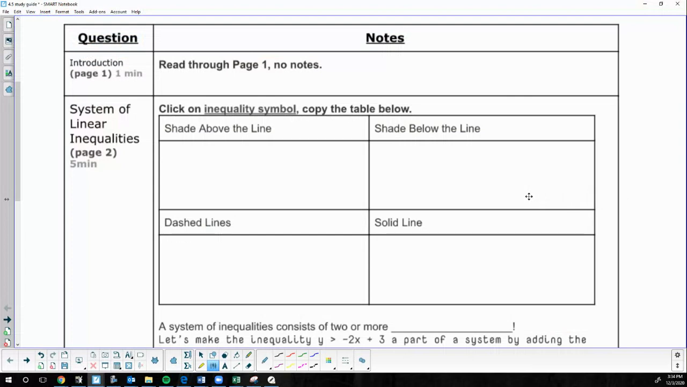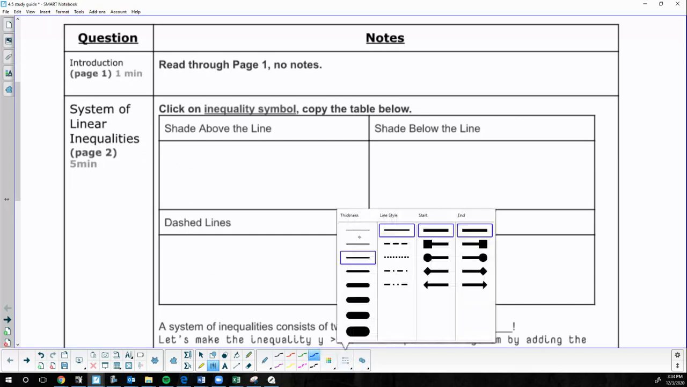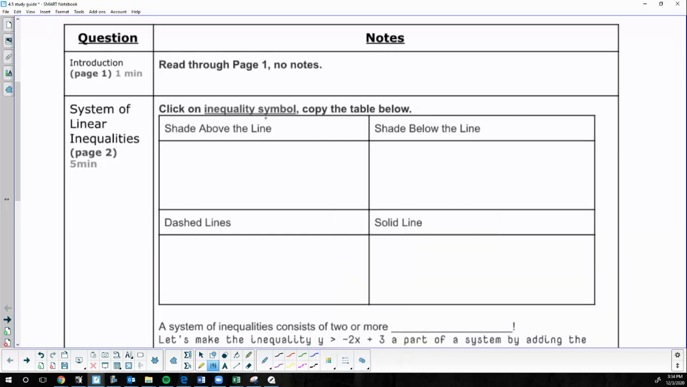So if you have the study guide, grab it. If not, grab a piece of paper. And this is what you really need to know to do well on this quiz. So the first thing you need to know is how we shade and what type of lines. So sometimes you're going to shade above the line. That's going to look like that, or if the line's going the other way, it's going to look like this.